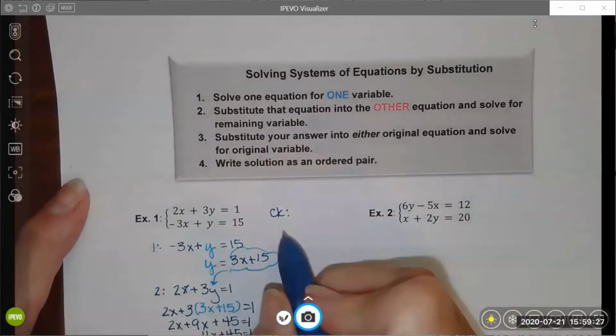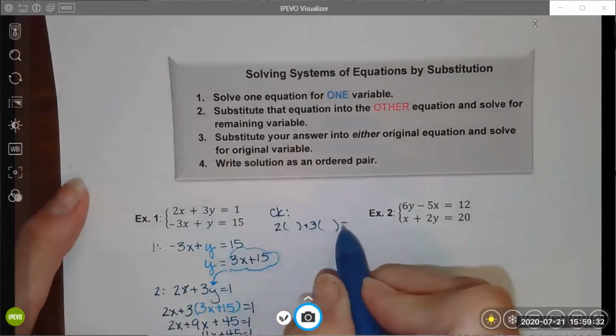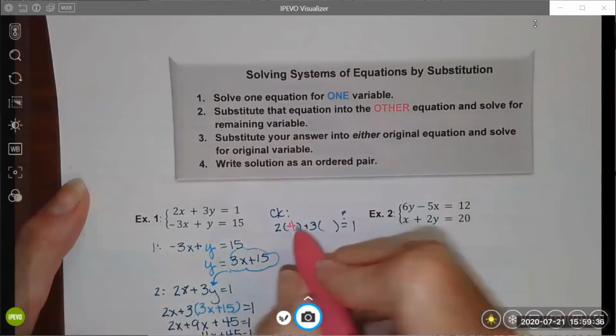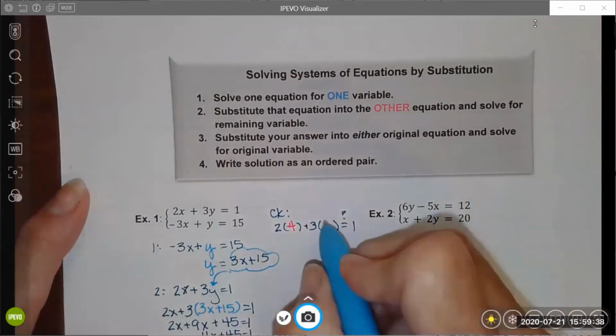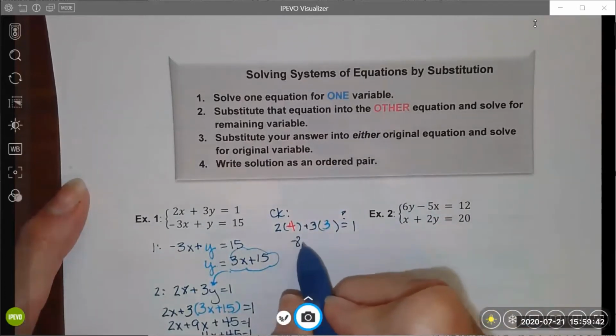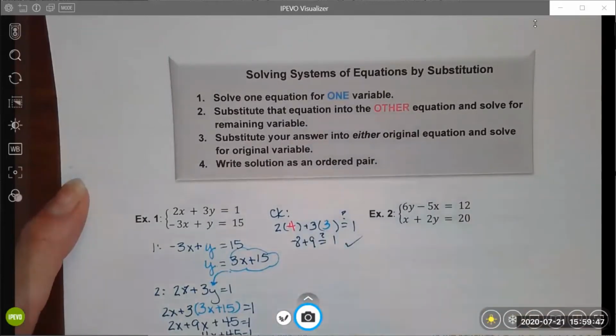I can substitute in my x value and my y value and ask myself, does that equal 1? This was 3. And it should, because that's what we use down here. This is -8 plus 9. Is that equal to 1? And yes, it is. I can check by substituting into my next equation as well.